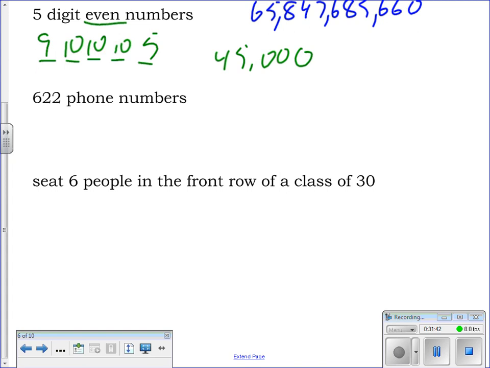Okay. Because think about the very first number, it can't be a zero. It can't start a number with zero, because then it'd be a four-digit number, not a five-digit number. If you had 0 on the front, it would be a 4-digit number, not a 5-digit number. Oh, okay.